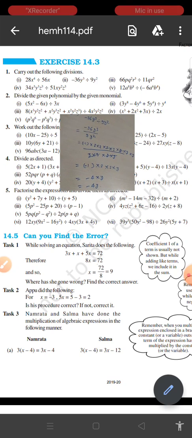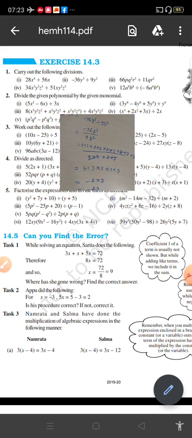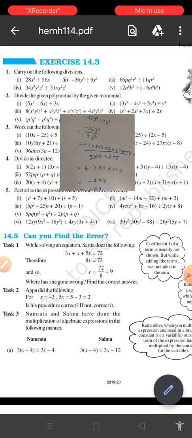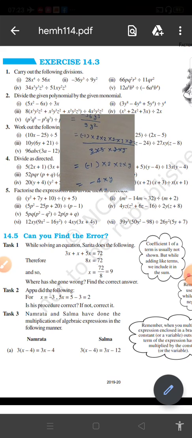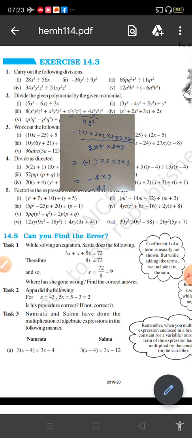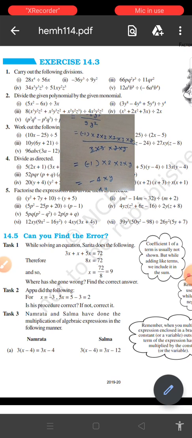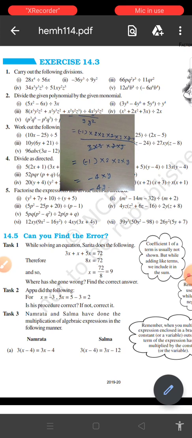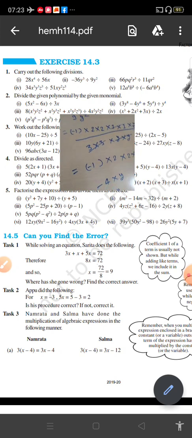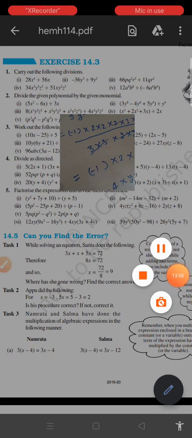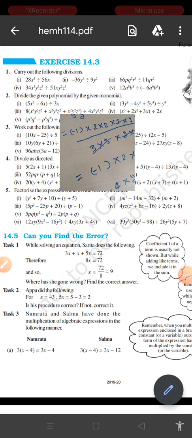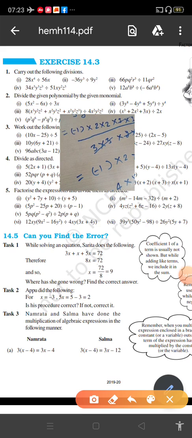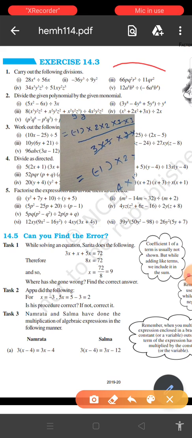Okay, so now after this we are going to solve the next question, third part. Third part is given here: 66 p q square r power 3 divided by 11 q square. Okay, so I hope you can see here, this is the third part.